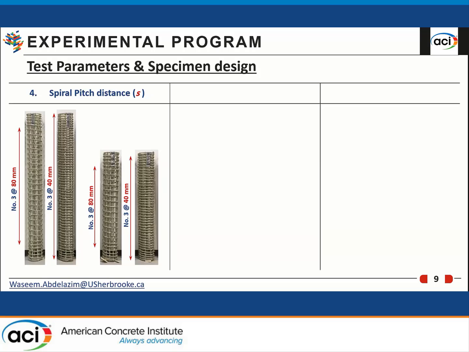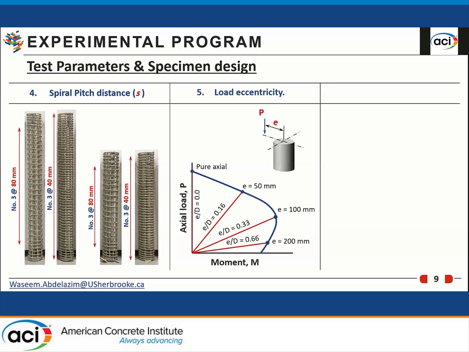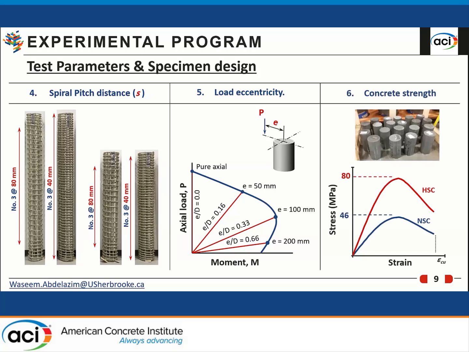The effect of confinement ratio was also investigated in terms of spiral pitch distance, and the design for spiral reinforcement conforms to CSA S806. In addition to the pure axial loading, 3 eccentricity ratios were applied to develop a complete interaction diagram. And finally, we had 2 concrete batches, one for normal strength concrete and the other for high strength concrete.